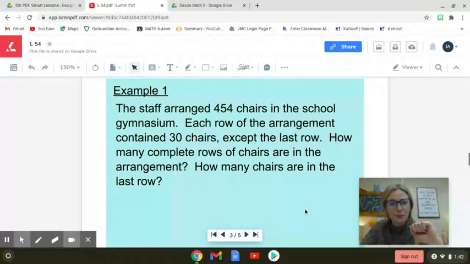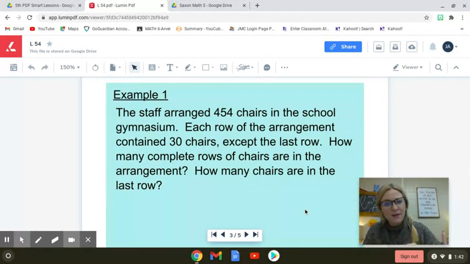Here's our first example. The staff arranged 454 chairs in the school gymnasium. Each row of the arrangement contained 30 chairs except for the last row. How many complete rows of chairs were in the arrangement? How many chairs are in the last row? Before we move any further, I want you to think about what this question is asking. This is a multi-step problem. If we really dissect what they're asking us, they're asking us two separate things.